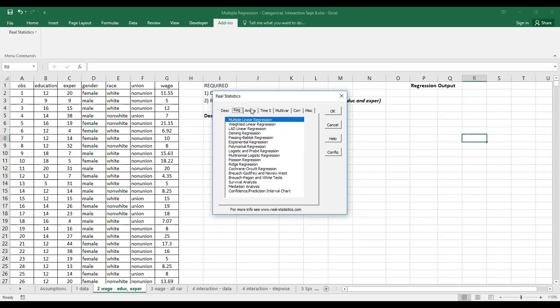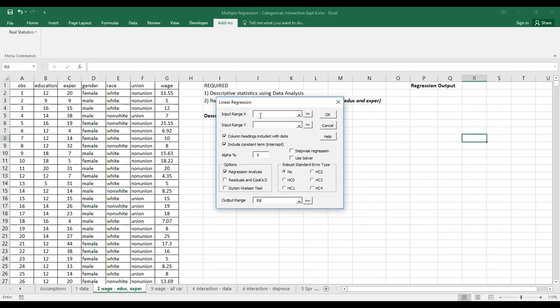Tapos may ANOVA, although meron sa Excel nito pero walang ganitong klaseng dami, no? Then time series, ito wala kay Excel to. Okay? Time series, multivariate, wala rin kay Excel, MANOVA, may permutational MANOVA, etc. May correlation dito, okay? And may miscellaneous, no? Okay, so very plenty of free add-ins sa Excel. So we're going to use first regression. Iba't ibang klaseng regression dito. May mediation, may ridge, may Poisson. Okay, ang gagamitin natin si multiple regression.